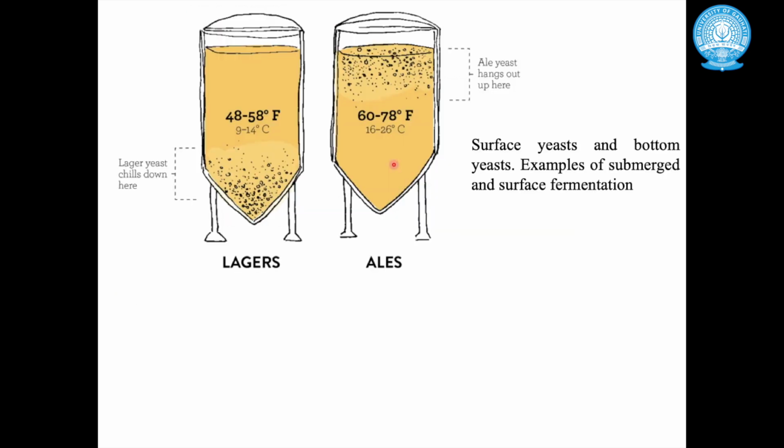So here, this is the best example. You look at lager yeast, they chill down here, so they get deposited at the bottom, while ale yeast hangs up on the top. So this ale yeast is basically a surface fermenter, while lager yeast is a bottom fermenter. So two different types of yeast, but they are used for preparing different kinds of beers. Now you are also witnessing here that they need different temperatures for optimal growth. So that is why, depending on the kind of microorganism or the type of fermentation they go for, you can choose and optimize the fermentation parameters.